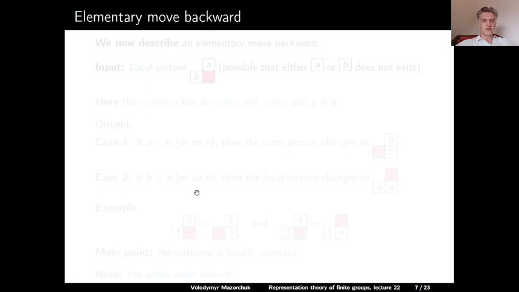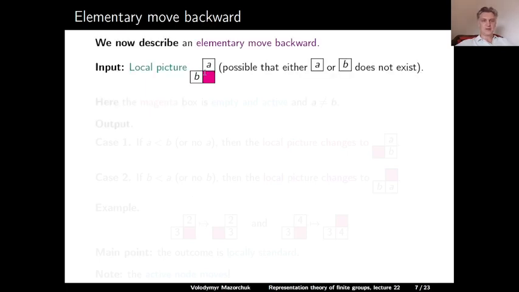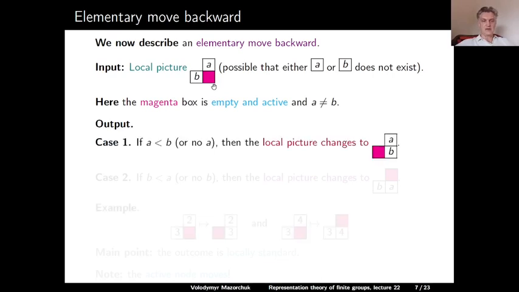Let us now define the inverse procedure, an elementary move backward. So the input for this is the following local picture. We have an active box colored by magenta, a box with A above it, and a box with B to the left of it. And it is possible that one of those boxes doesn't exist. And the important assumption is that A and B are two different numbers. The output has, again, two cases. If A is smaller than B, or A doesn't exist, we swap the active box with B. Case 2, if B is smaller than A or B doesn't exist, then we swap the active box with A.